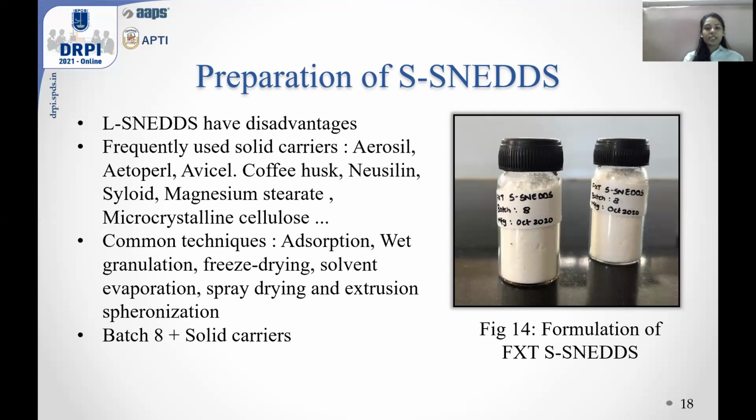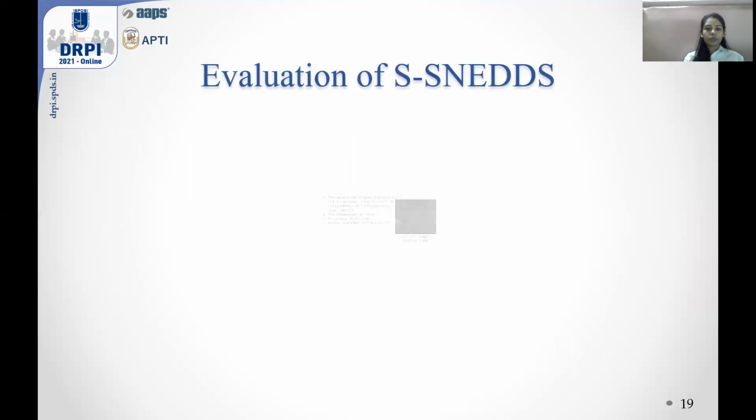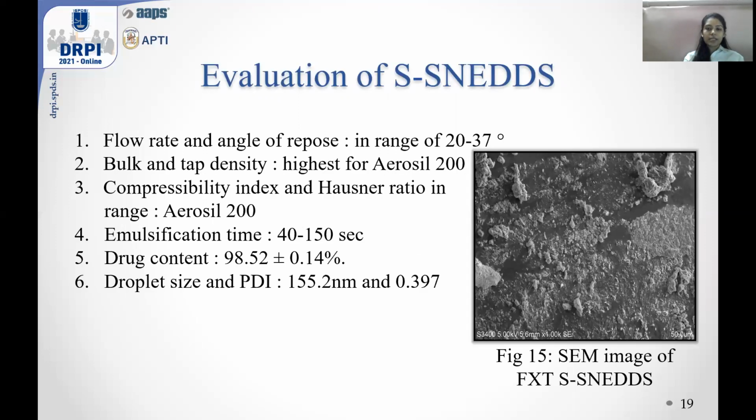Liquid SNEDs have various disadvantages like incompatibility of components with capsule shells, precipitation of drug during fabrication, and storage at low temperature. There are various solid carriers like Aerosil, Avicel, magnesium stearate, microcrystalline cellulose, etc. Batch 8 was then adsorbed on various hydrophilic and hydrophobic carriers. From the powder characteristic studies, Aerosil 200 was found to be a suitable carrier for febuxostat.